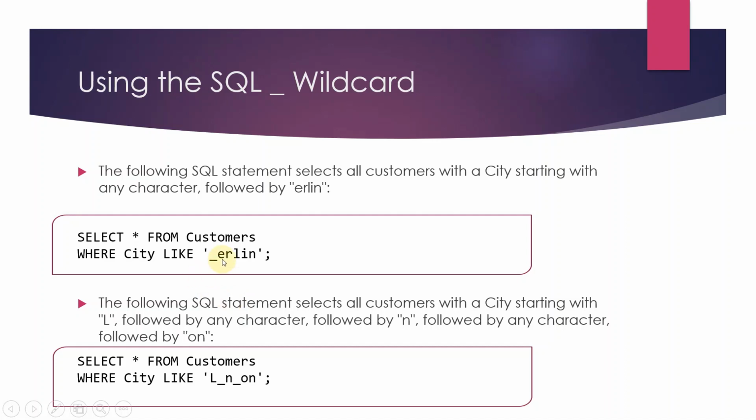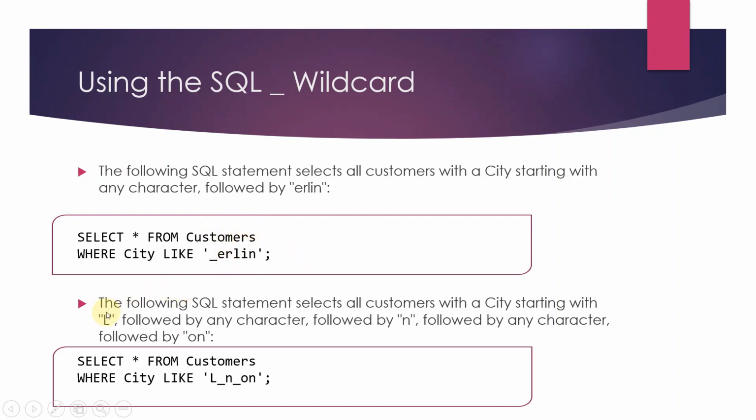Next, how about this one? The following SQL statement selects all customers with a city starting with any character. This one is any character followed by erlin. So if you have Berlin in the database, that would be displayed on the screen. The underscore there represents any character. As long as you've got erlin there, so Berlin, if there would be such city names, they would be displayed.